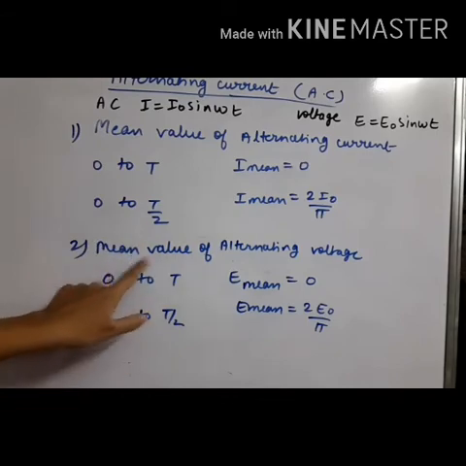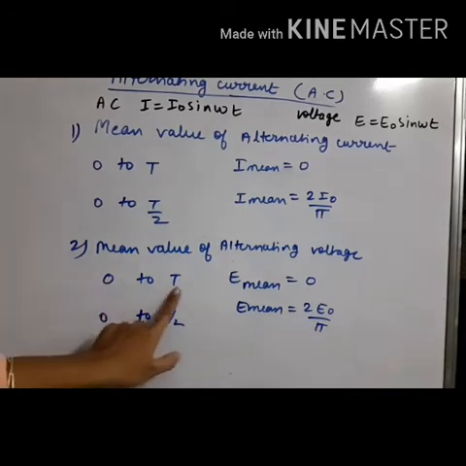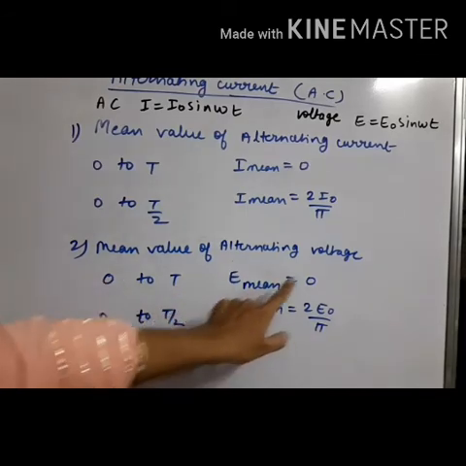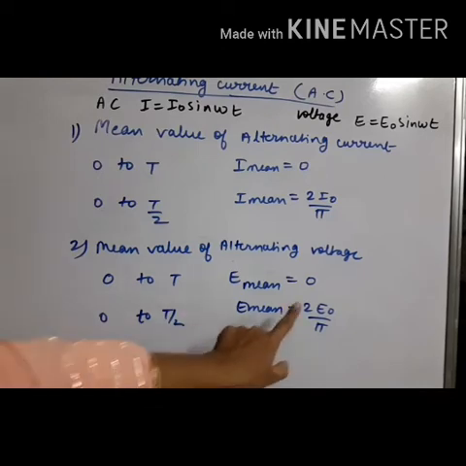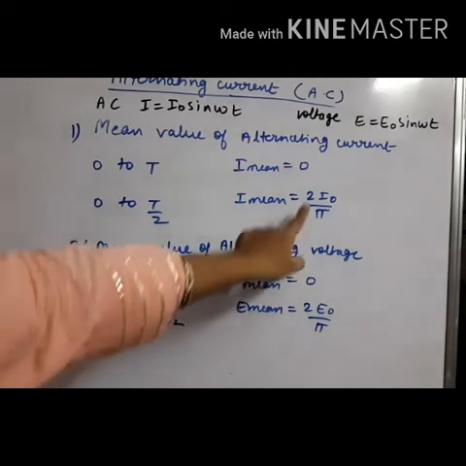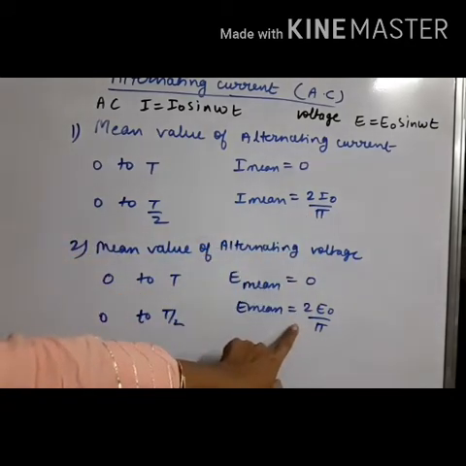In the same manner, what will come as the mean value of alternating voltage? For the 0 to T interval, E mean is 0, and for 0 to half interval, that means T by 2, the mean value of voltage is 2 E0 by pi. Here it was 2 I0 by pi, here it will become 2 E0 by pi. Remember this sheet, and now we are proceeding to RMS, that means the root mean square value of AC.